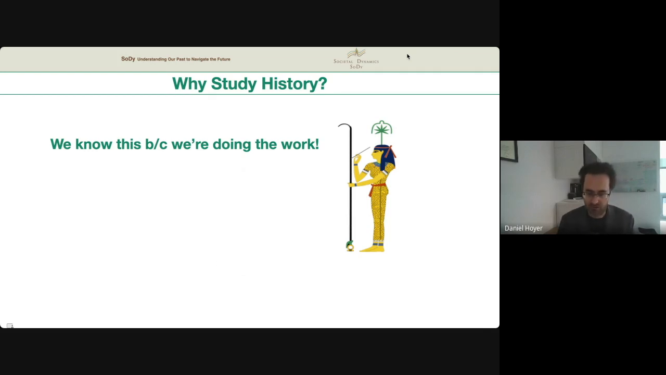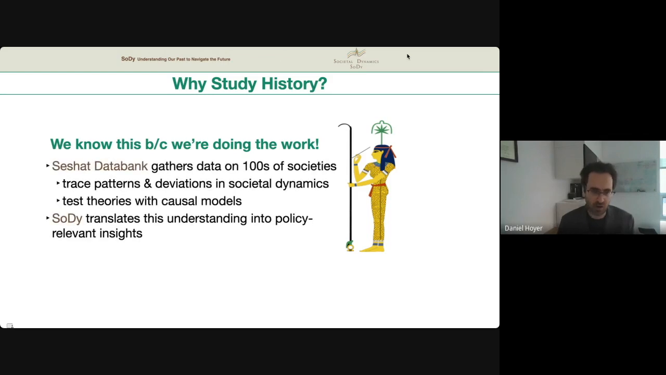This is sort of at the heart of our work together with other colleagues as part of the Seshat Databank. Really, this is just a long-term project trying to gather information about as many different societies from as many different parts of the world from as long and far back as we possibly can, bring all that information together and start to try to uncover and trace some of these patterns and the deviations, right? What's unique, what's contextual, and what's common and familiar in these different settings. And try to sort of test theories with causal models. We'll get into that a little bit later.